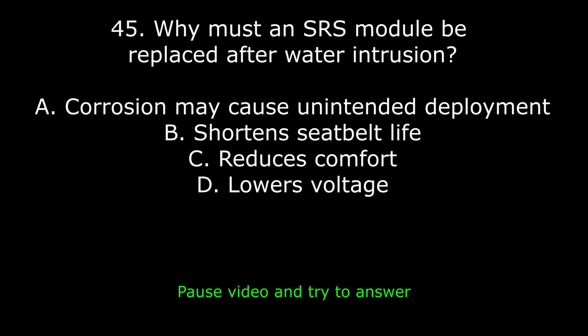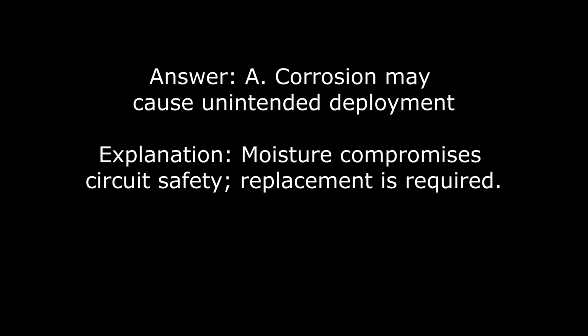45. Why must an SRS module be replaced after water intrusion? A. Corrosion may cause unintended deployment. B. Shortens seatbelt life. C. Improves comfort. D. Lowers voltage. Answer: A. Corrosion may cause unintended deployment. Explanation: moisture compromises circuit safety. Replacement is required.